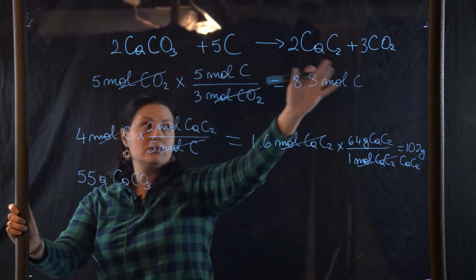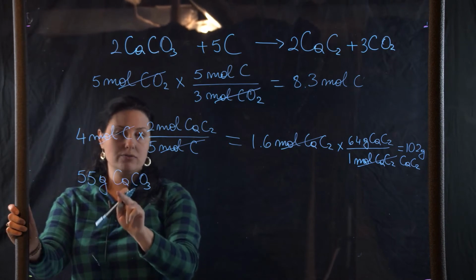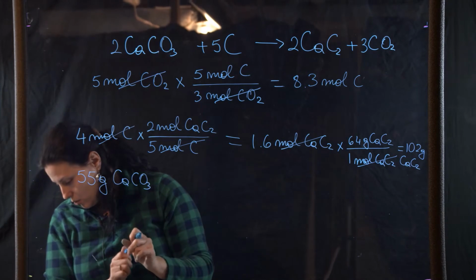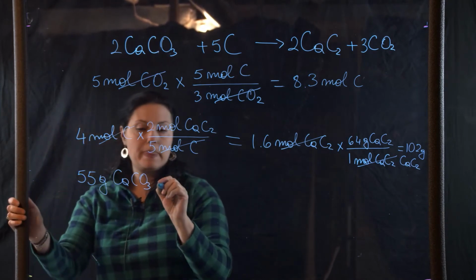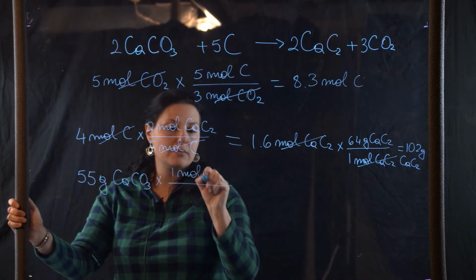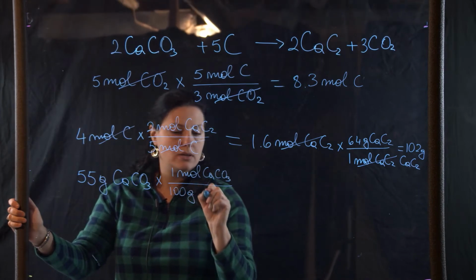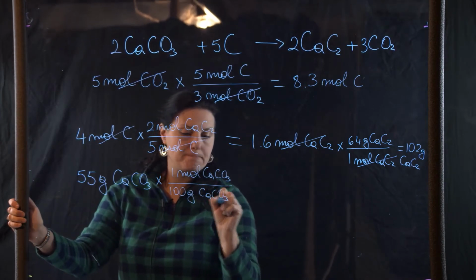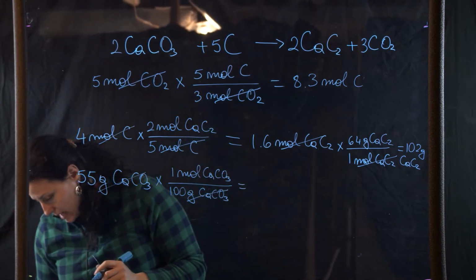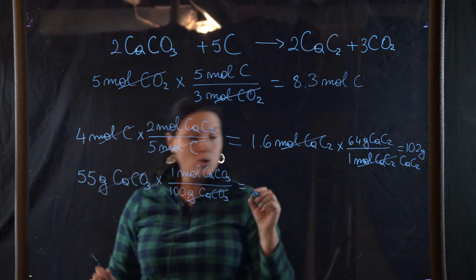I cannot use the molar ratios yet because I have an amount in grams. I have to convert this first to moles. I use the molar mass of calcium carbonate, which is 100 grams. So I write that in a way, 1 mole of calcium carbonate weighs 100 grams. My grams will cancel out, leaving me moles at the top, and that gives me 0.55 moles.